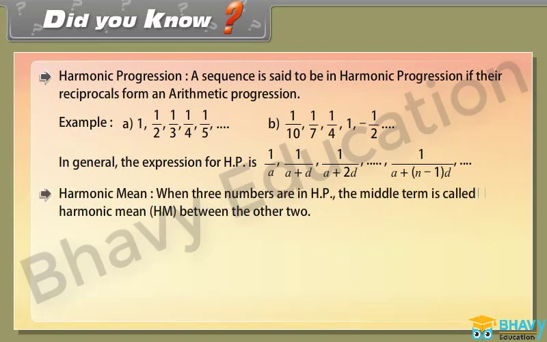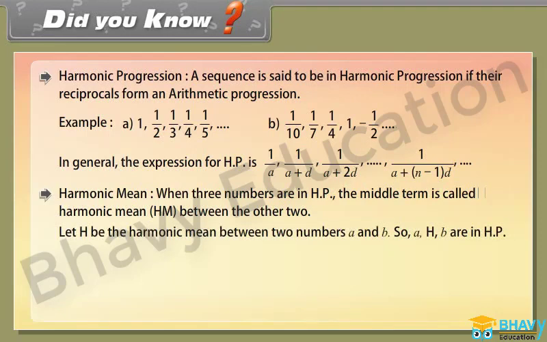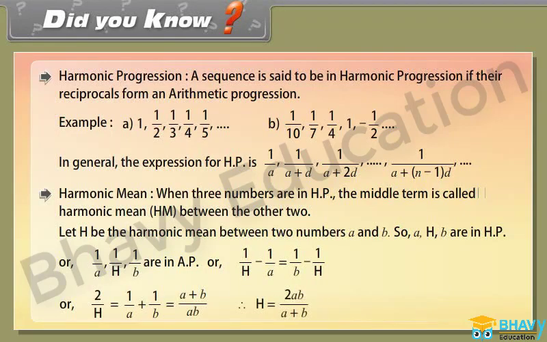Harmonic mean. When 3 numbers are in HP, the middle term is called harmonic mean between the other two. Let H be the harmonic mean between two numbers A and B. So, A, H, B are in HP, or 1 by A, 1 by H, 1 by B are in AP. Therefore, H is equal to 2AB divided by A plus B.